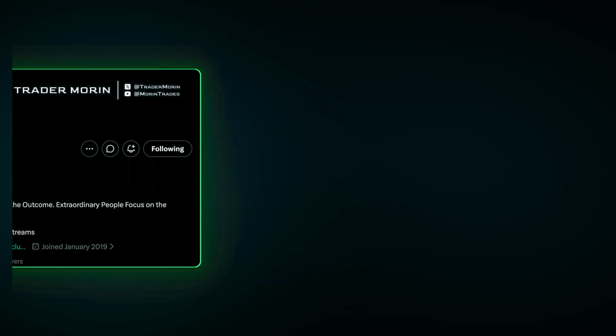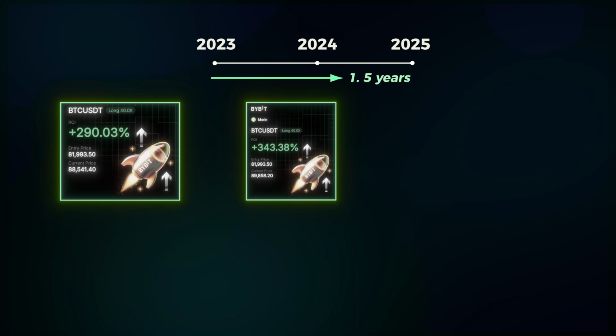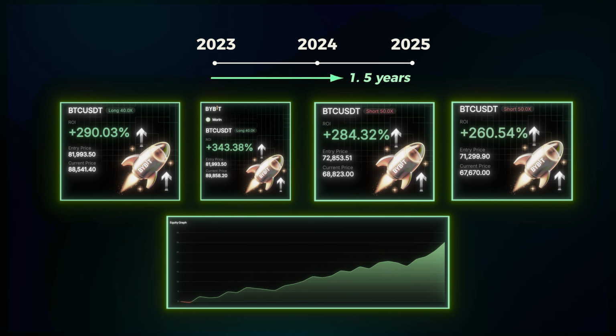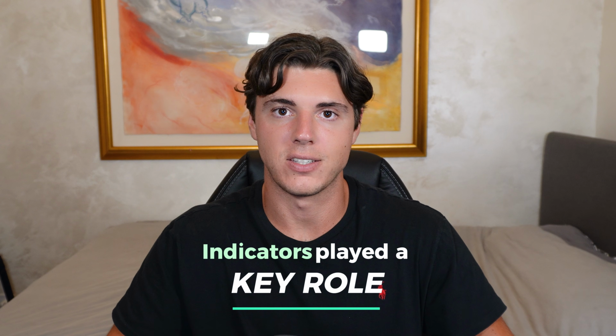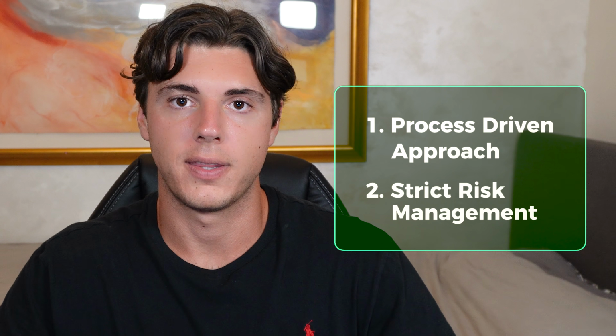In case you don't know me, my name is Morin. I started trading in 2023, and it took me 1.5 years to go from a complete newbie to consistently profitable. While it wasn't the indicators themselves that led to my profitability, they did play a key role in how I identify my setups. It was having a very process-driven approach to trading as well as very strict risk management that led to my success in such a short period of time.